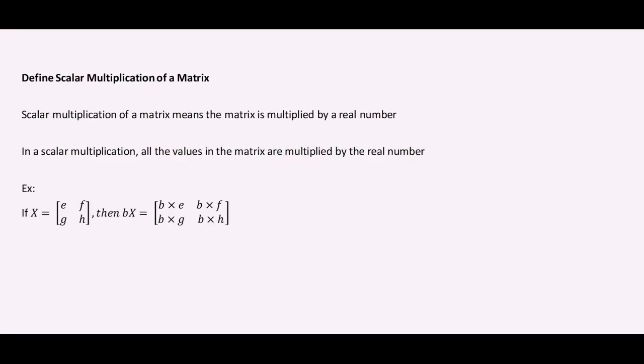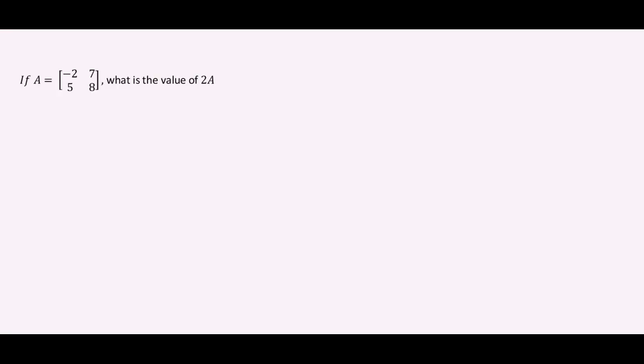For example, if we have this matrix X, E, F, G, H, a 2 by 2 matrix, and we have Bx, what we mean by that is we're going to multiply each of the values of this matrix by whatever the value of B is. B is going to be a real number. Now let's look at this example. We have A equal to this matrix. Now let's look at the value of 2A.